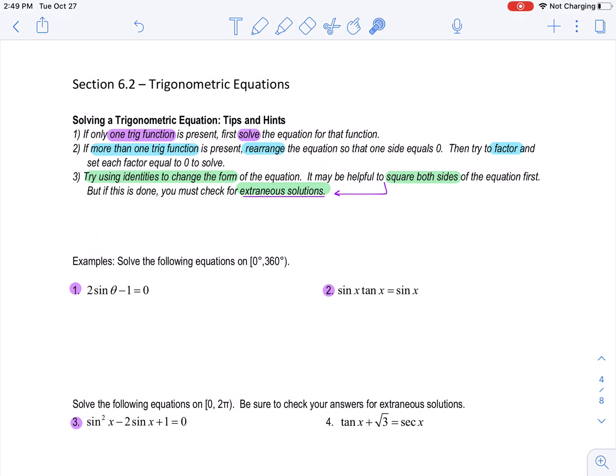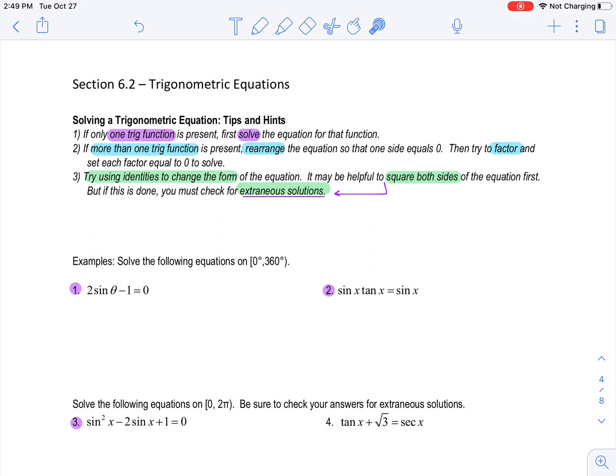they don't apply here. Now you'll see that we want all solutions from 0 to 360 or all solutions from 0 to 2 pi. So all the angles around one full rotation around the unit circle is what we're looking for here. So we're going to have multiple solutions to these equations.